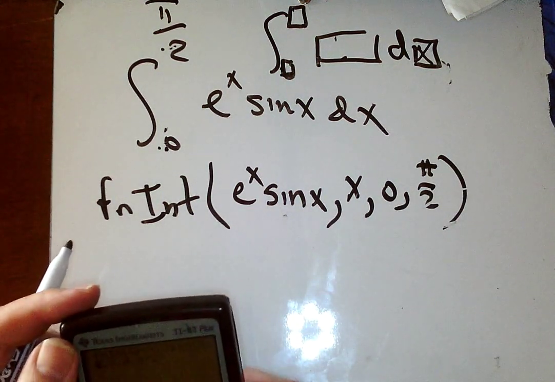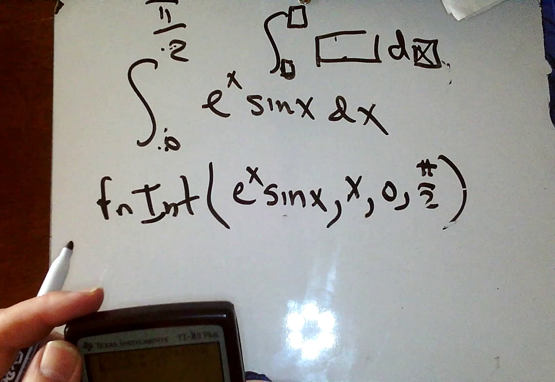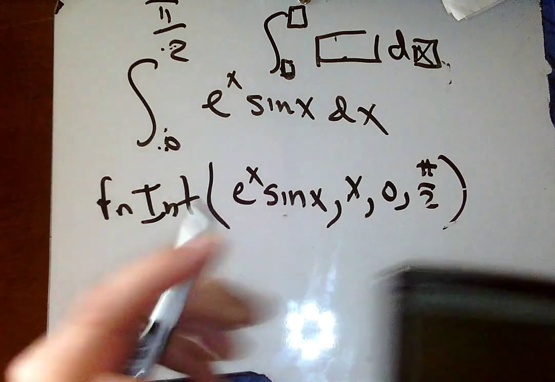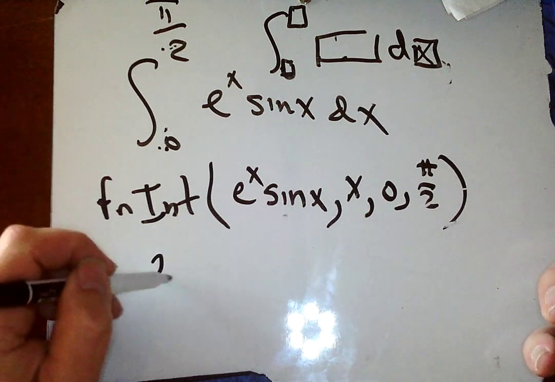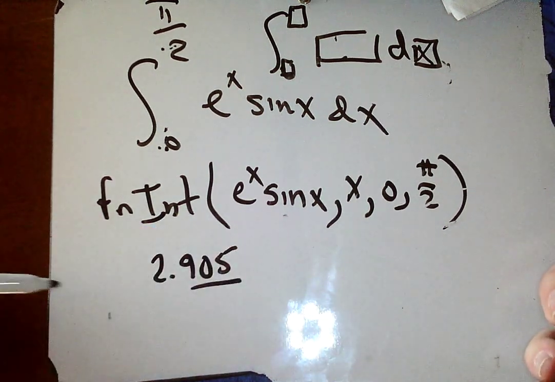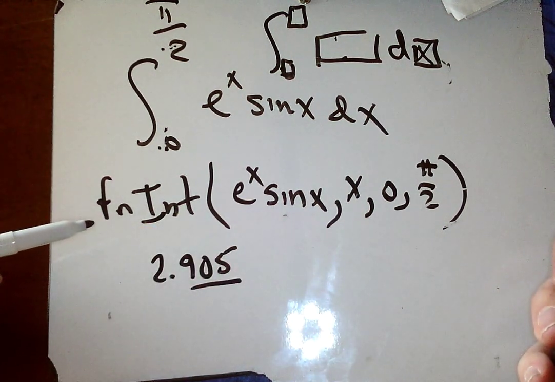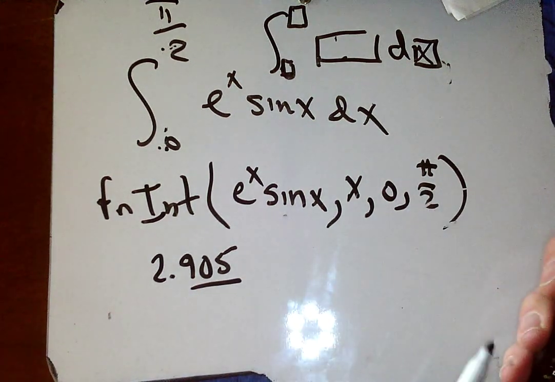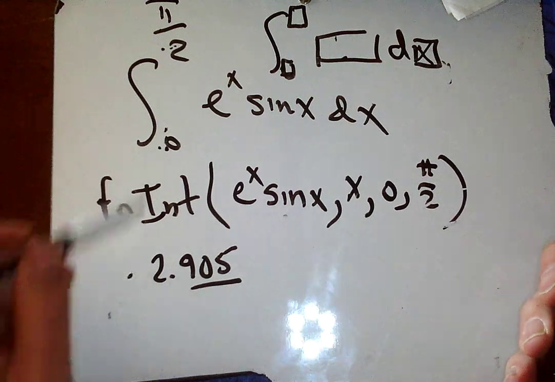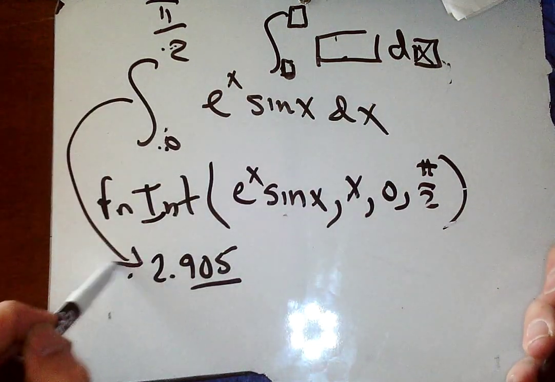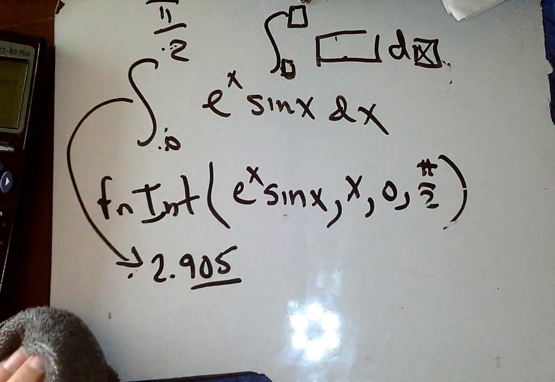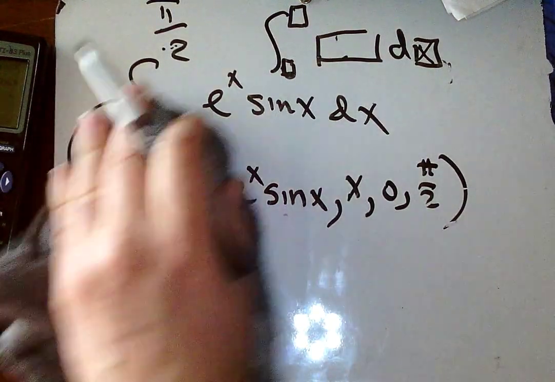Oh, look, that's not the one. And good. And enter. And so I end up with 2.905. Remember, no rounding until the end. Don't use 1.57 here. Just type it in as pi over 2. And there's our value of this integral. Okay? No one's expecting you to do that by hand in Chapter 6. Please make sure you can do it with your calculator.